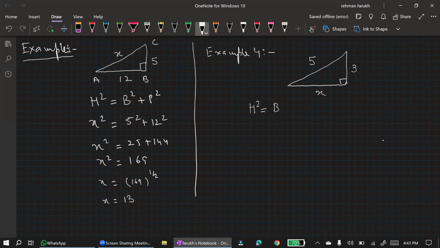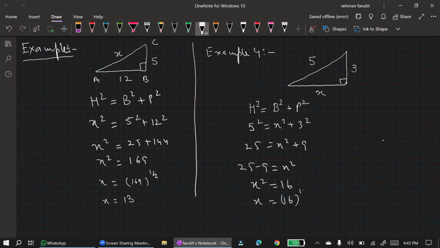Hypotenuse square is equal to base square plus perpendicular square. Which side is hypotenuse? 5. 5 square is equal to X square plus 3 square. 25 is equal to X square plus 9. 25 minus 9 is equal to X square. X square is equal to 16. Shift square on the other side, it will become square root, and X is equal to 4. This is the value of the unknown side.